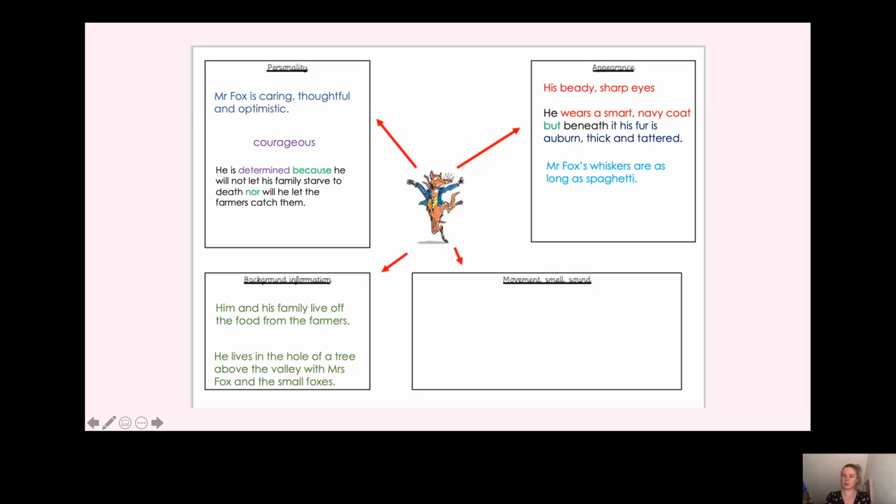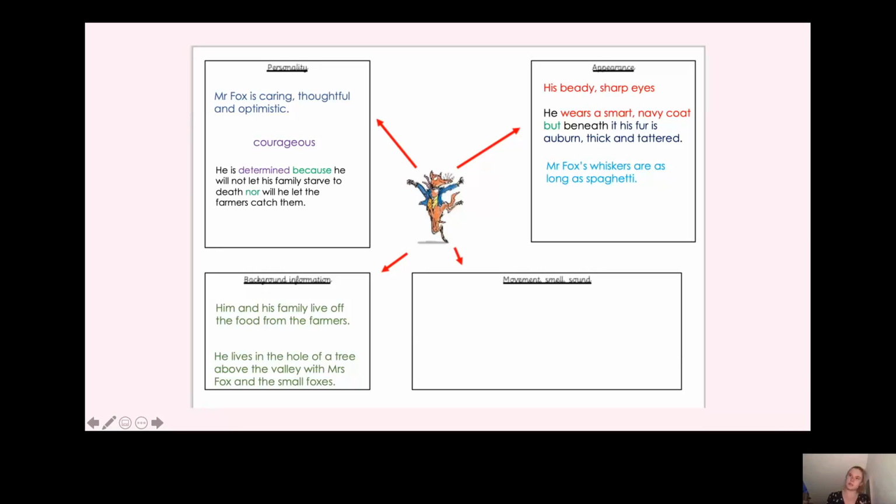Okay, lastly, I want to look at his movement, how he smells, and how he sounds. Now, let's have a think. Well, I remember we got a quote from the book, didn't we, that said that he creeps. Now, I would like to include that in my character description because I think that's a pretty good verb to use. So I'm going to use creeps. Well, he creeps down to the farms every night to get food, doesn't he?